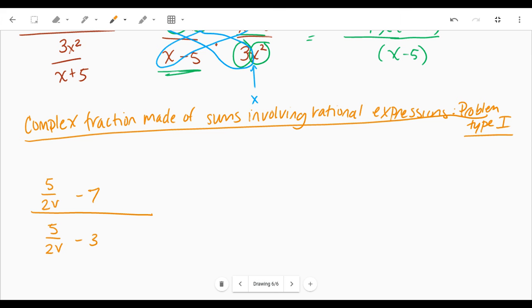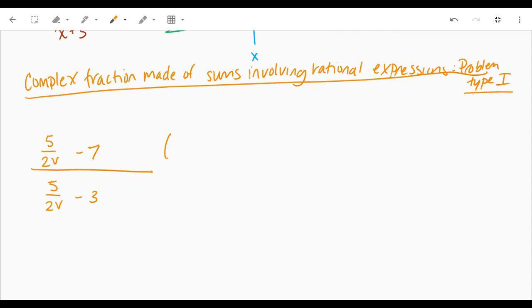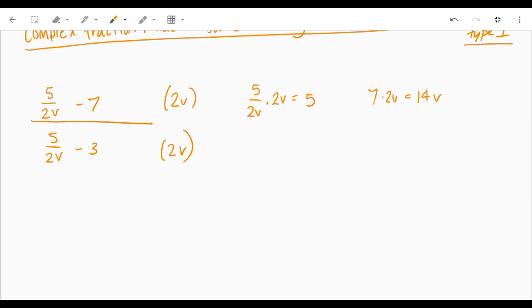Generally, we don't want to have fractions inside of fractions, so we try to clear our fractions. It looks really confusing, but really, all you need to do is multiply by 2v over 2v. What that's going to accomplish is it cancels out the denominators in each of those individual little fractions. So when we have 5 over 2v times 2v, we just get 5. When we have 7 times 2v, we get 14v. And then the denominator will work similarly. So I'll end up with 5 minus 14v, because there's a subtraction sign there. And then 5 minus 6v, because I distribute that 2v in the bottom.